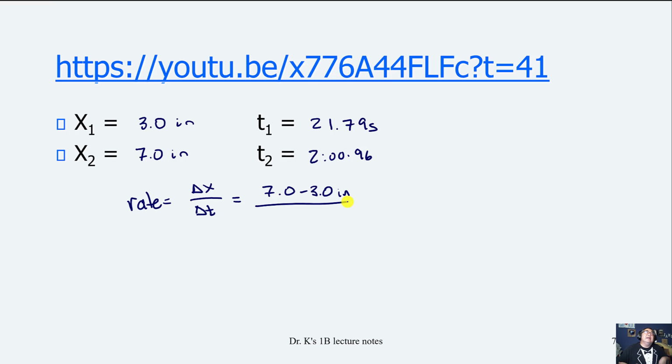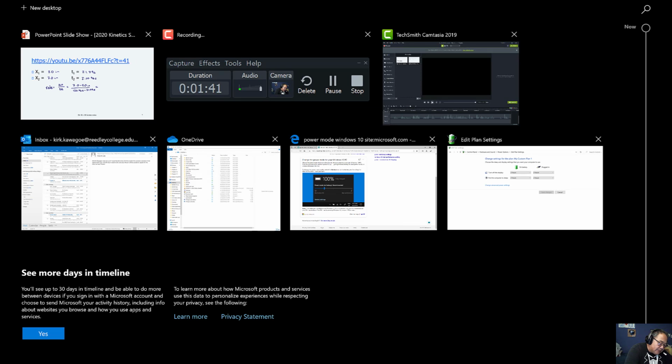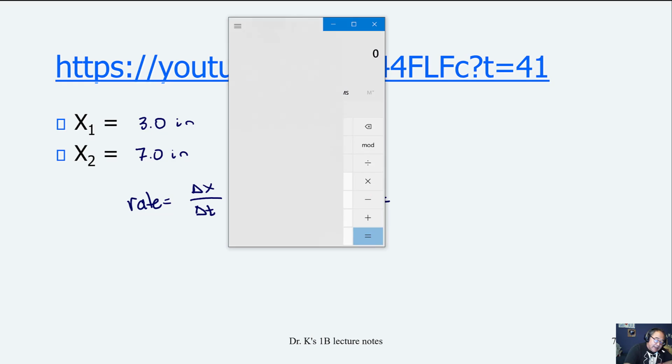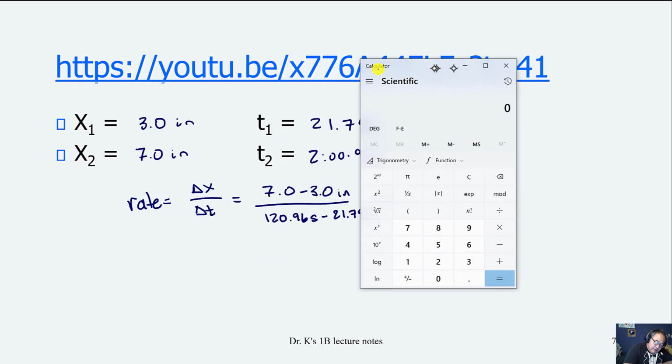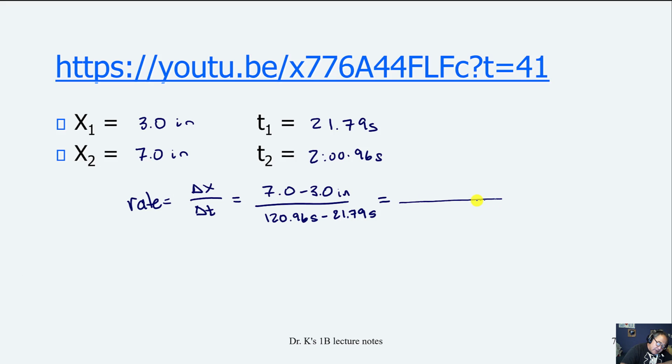Well, T2 is 2 minutes, so that's 120 seconds. Again, sorry, my units. These units have to match, just like in any other problem. So I'm going to write 120.96 seconds minus 21.79 seconds. And then I can plug it into my handy dandy calculator, which is the calculator I hate, but it's always the one I have on hand. So we're going to go 7 minus 3. If you'll forgive me, I'm not going to use the calculator for that one. That's 4.